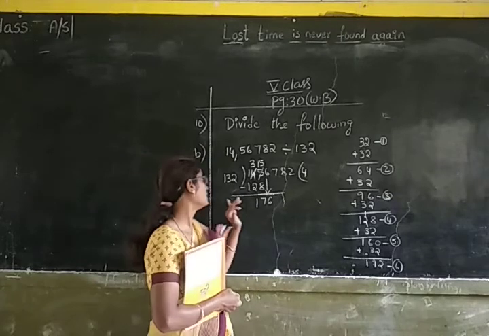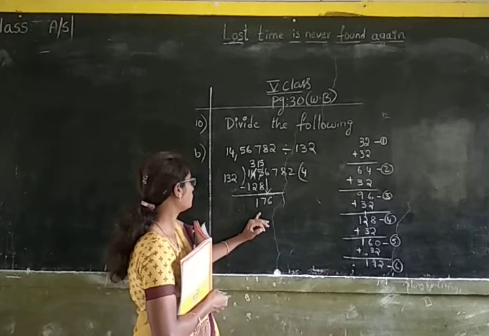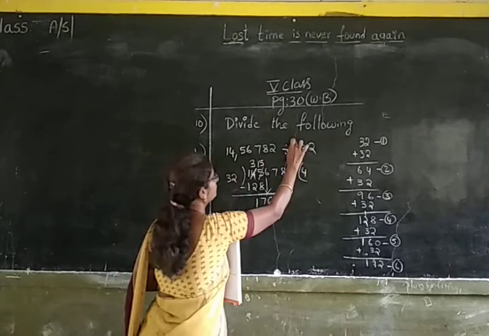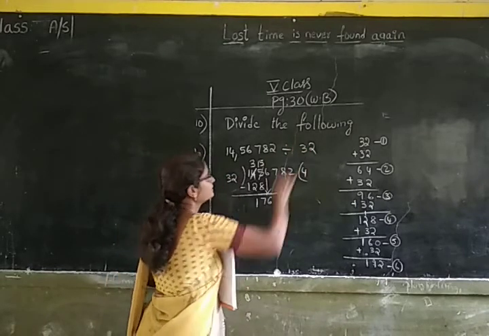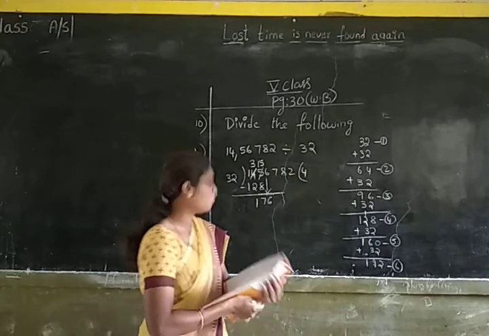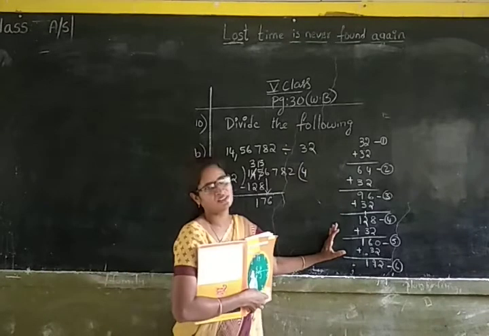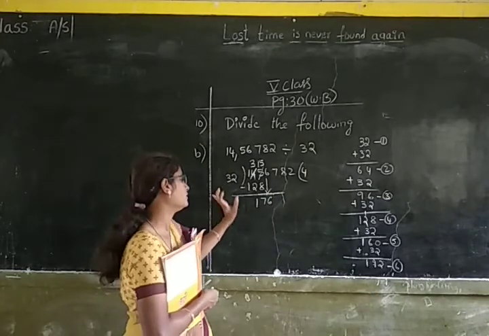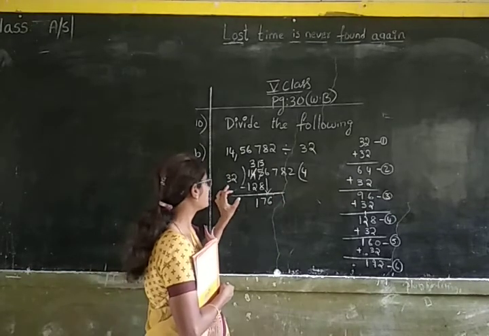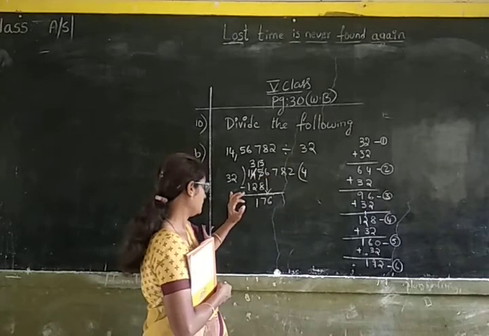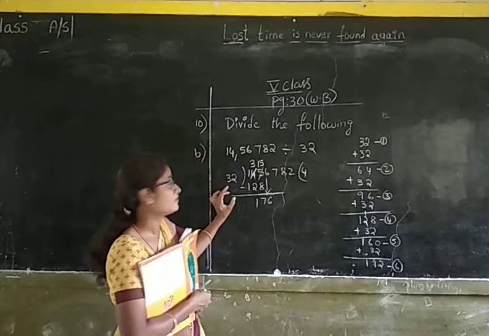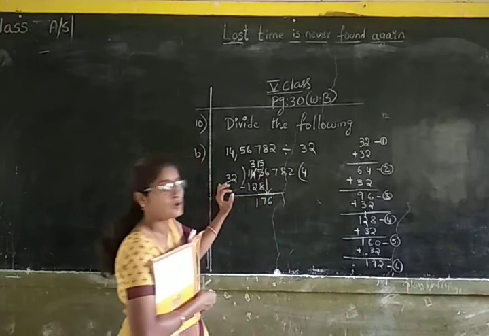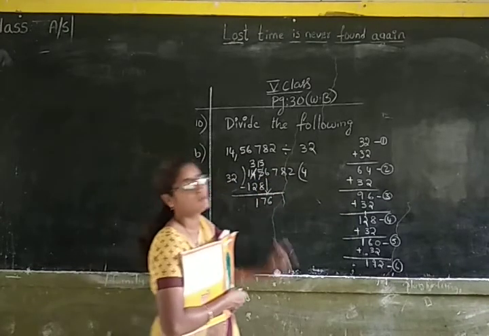Now you have to see how many times 32 goes in. Sorry children, it is 32, not 132. I have written the table for 32 and I was saying the number as 132. It is only 32. First, we have seen how many times 32 goes in 145. Now, we are seeing how many times 32 goes in 176.